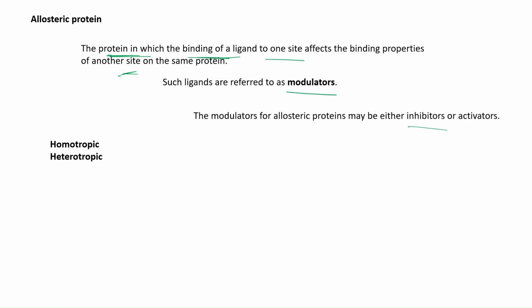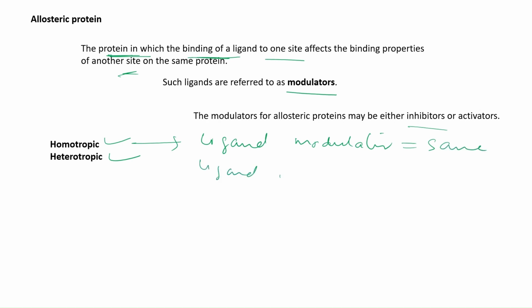Now on this basis, there are two types of allosteric protein, that is homotropic and heterotropic. Homotropic means sometimes the ligand and the modulator are separate molecules. When the ligand and modulator are the same molecule, then we call it homotropic. When the ligand is a different molecule and the modulator is a different molecule, then in that case, we can call it heterotropic. So in case of hemoglobin, the protein is hemoglobin, the ligand is oxygen.